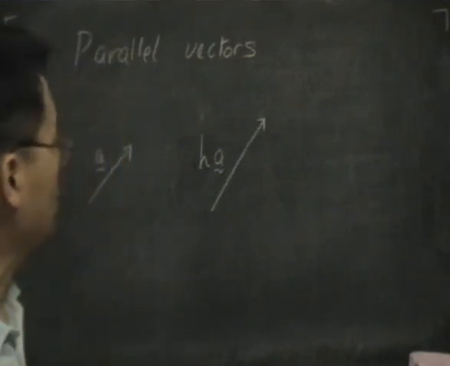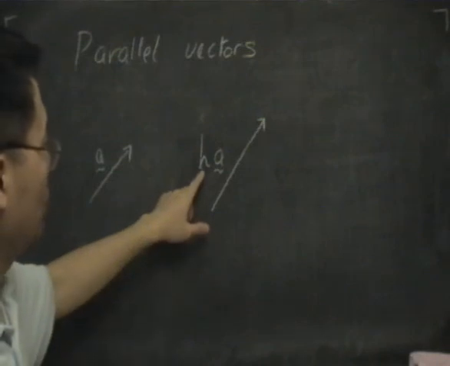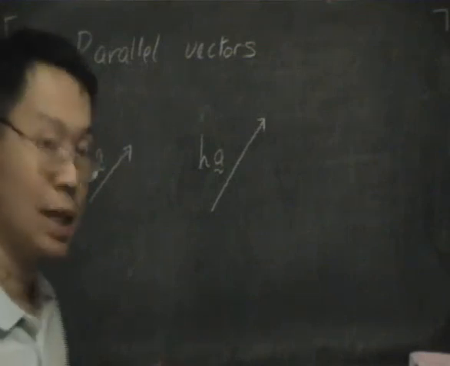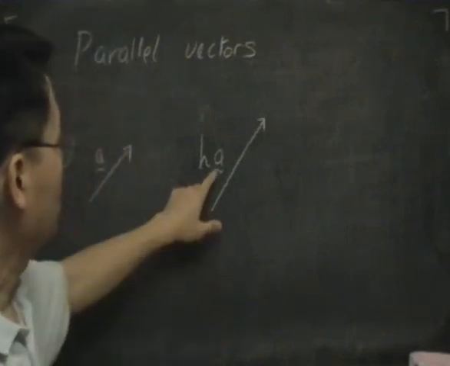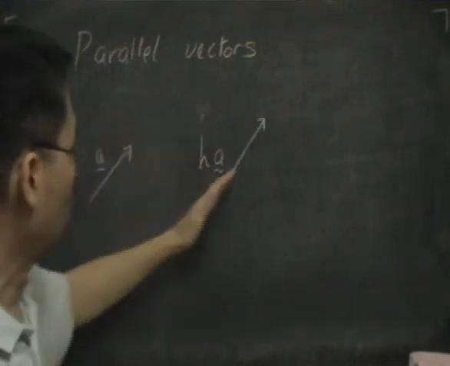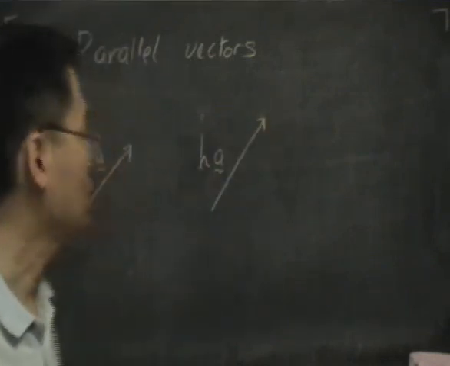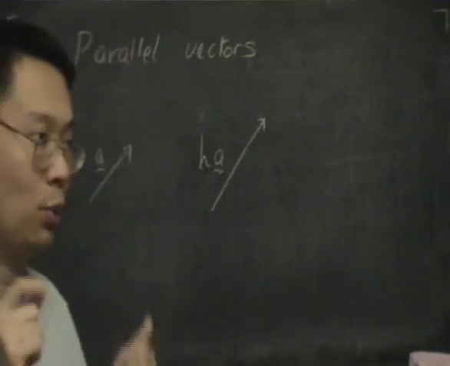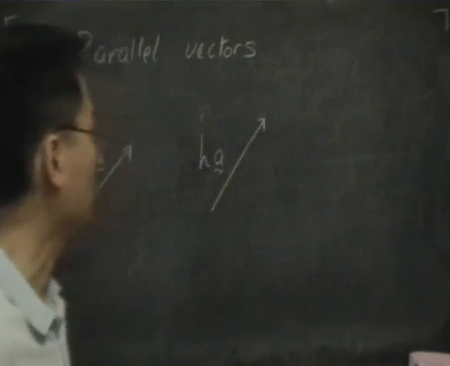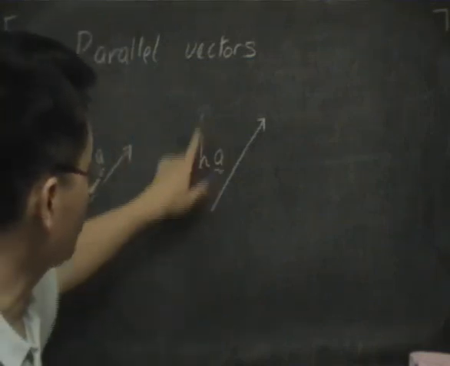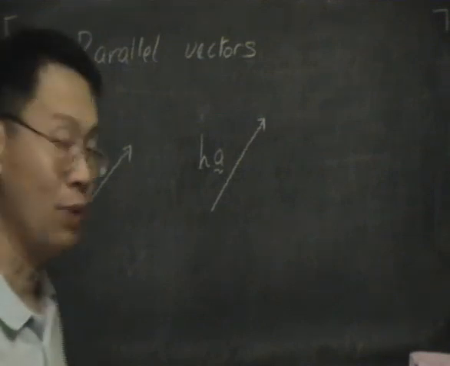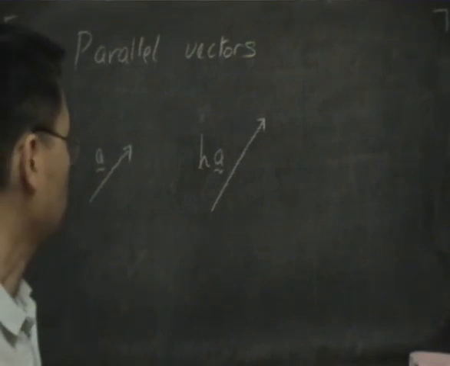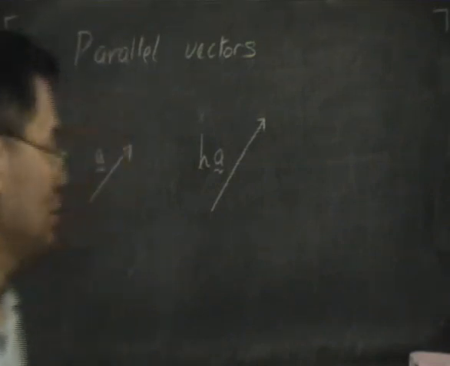because it is only possible to have, because h times A is just a scalar times A, so that's why it must always be a vector along the same direction but with a different length. So that's what we have understood from when we learn about scalar times a vector. So as long as you see this expression h times the vector A, this vector is always parallel to the vector A.